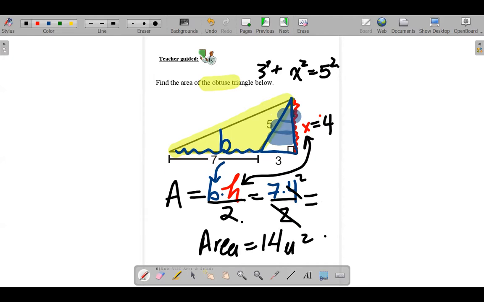Those of you that were either kind of slow getting that back to me or got it wrong, can you tell me what the hang up is? Send me a quick text, because that took a lot longer than I expected. What was confusing? So I don't make it confusing next class. Okay, guys, 3 squared is 9 plus x squared equals 25. X squared equals 16. Square root, x equals 4.